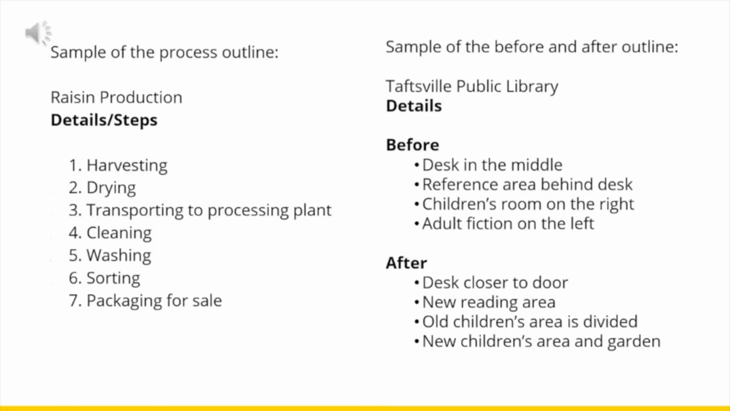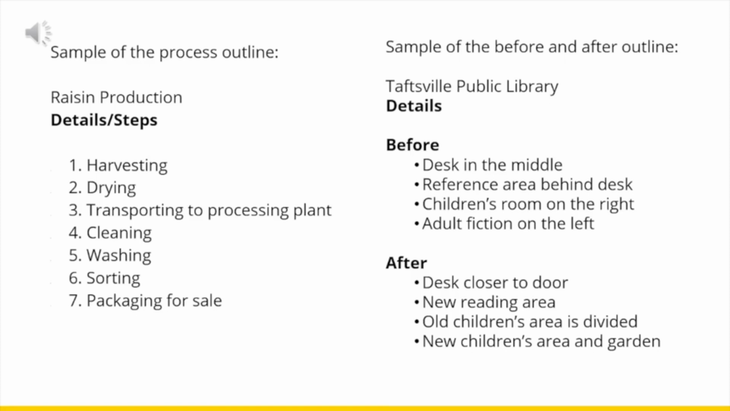In this slide, you can see two sample outlines, one for a process essay, and the other one for a before and after essay. Our first one is about raising production. As you can tell, we have 7 different steps. The most important part is for you to identify how many steps you have, and you don't really need to take a lot of notes while you're making your outline. You just have to write down the most important key points, but remember the exact order, how it follows.